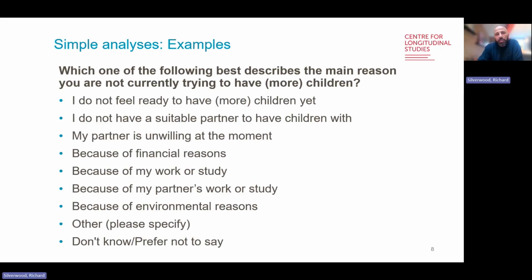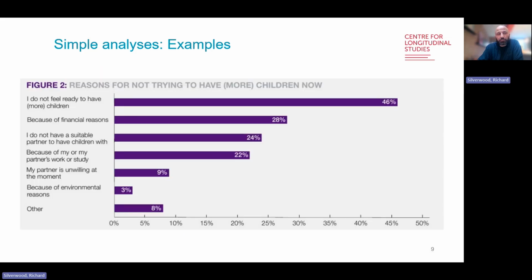The next set of analyses in this briefing utilize the responses to this question: Which of the following best describes the main reason you are not currently trying to have children or more children? This was only asked to those who had given the appropriate response to that first question. You can see there are a number of different potential responses that I won't read out, and the respondents could tick which of these they felt was the most appropriate response for them.